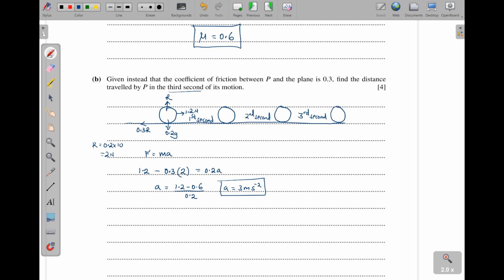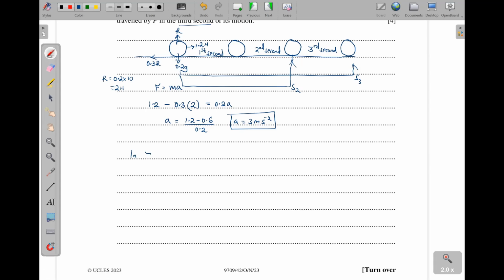Then from there, if I want to find the distance traveled in the third second, I will look at the distance traveled in 3 seconds. I can call it S3. Then I subtract the distance traveled in 2 seconds, which I will call S2. So I get S3 minus S2, as simple as that. So in 3 seconds, remember S is equal to ut plus a half at squared. So what is the distance covered here? S3 is going to be, since the particle is starting from rest, 0, plus a half, the acceleration we have gotten as 3, times 3 squared. So that will be 27 divided by 2, 27 over 2 meters.